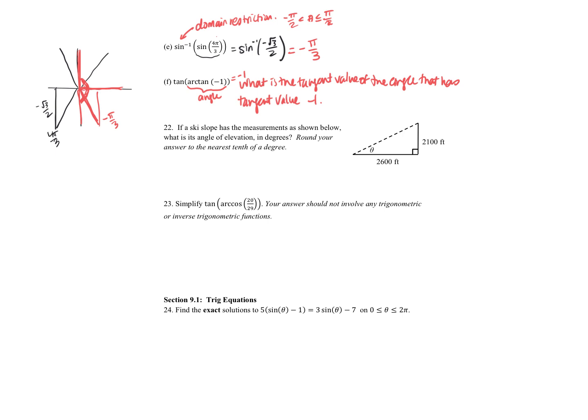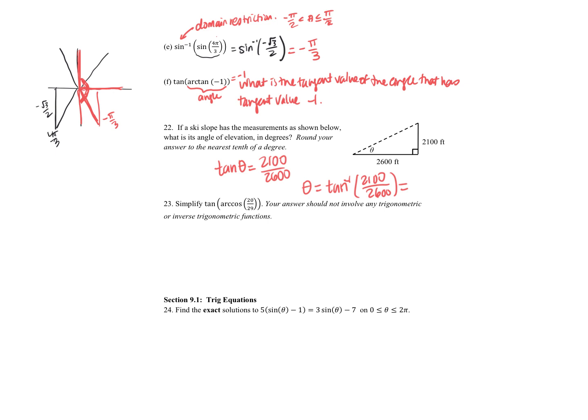Okay, if a ski slope has the measurements shown below, what is the angle of elevation in degrees? And so we know that tangent theta is equal to the rise over run, so 2100 over 2600. So to compute this, I can say theta is equal to tangent inverse of 2100 over 2600. And I want this angle to come out in degrees, so I need to make sure that the calculator I'm using is in degree mode.